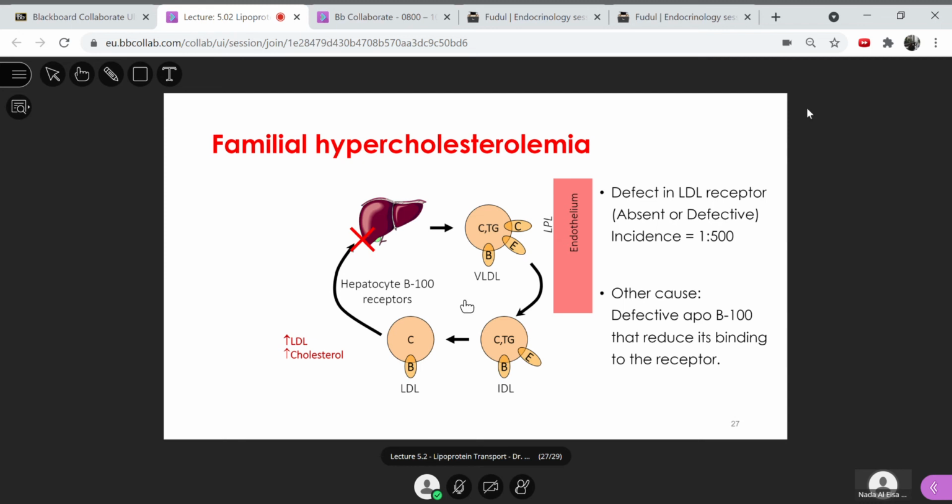It's not only the LDL receptor that is defective. It could be the ApoB100 in the LDL particle, so either the receptor or the recognition particle on the lipoprotein. If there is defective ApoB100, it will affect its binding, making it bind poorly to the receptor. But the more common cause of FH, familial hypercholesterolemia, is LDL receptor defect.